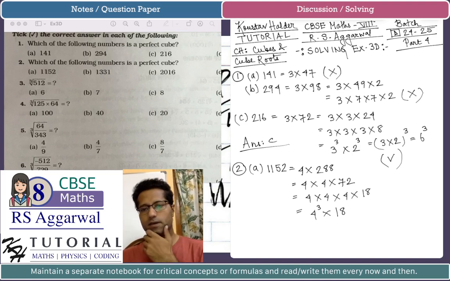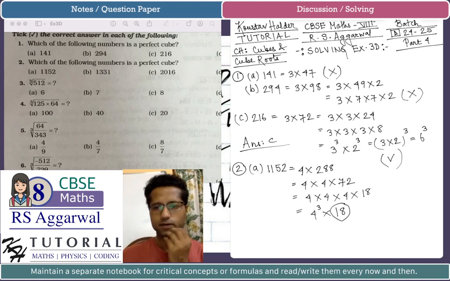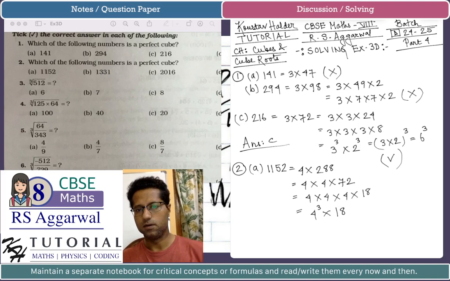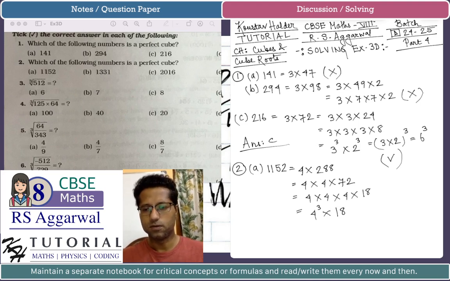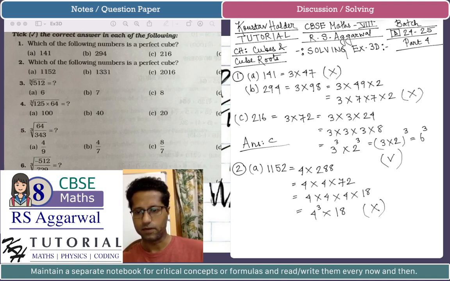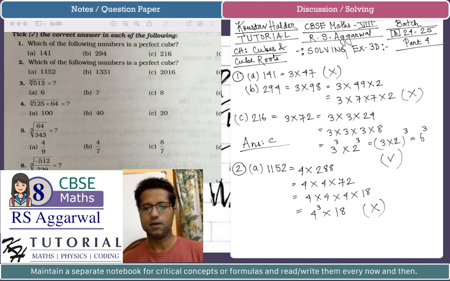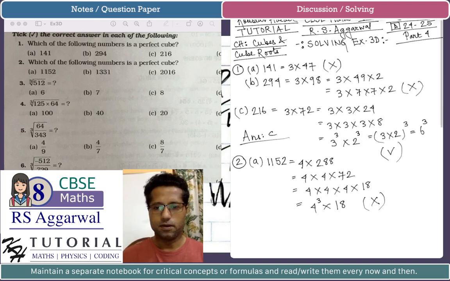So definitely, if 1152 has to be a perfect cube, then this 18 also has to be a cube of something. But 18 is not a perfect cube number. So definitely, this is not a perfect cube. Let me quickly check once again if I did the factorization correctly or not. 4 multiplied by 4 multiplied by 72, okay. So A is not a perfect cube.